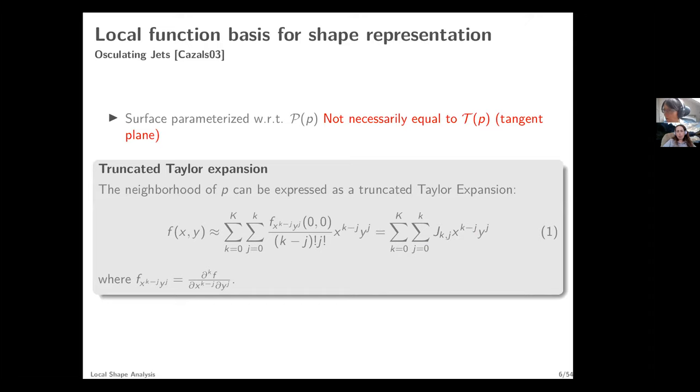The first one I'm going to present is the osculating jets, which was introduced by Cazals and Pouget in 2003. The idea is that you have a surface parameterized with respect to a parameterization plane, which is not necessarily the tangent plane. And locally, you can express your function as a truncated Taylor expansion. So the basis is just a set of x to the k minus j, y to the j. What is good about this basis is that the coefficients can be linked to derivatives of the function.